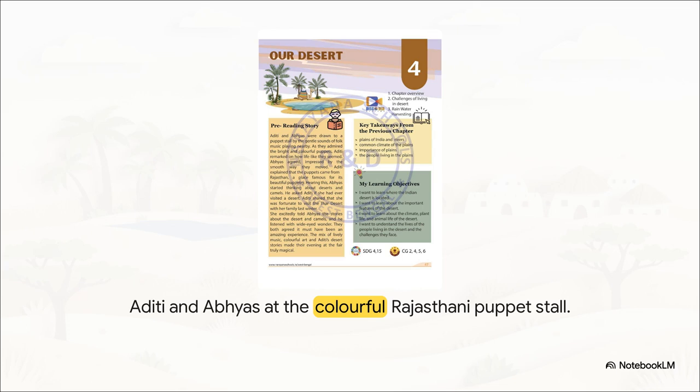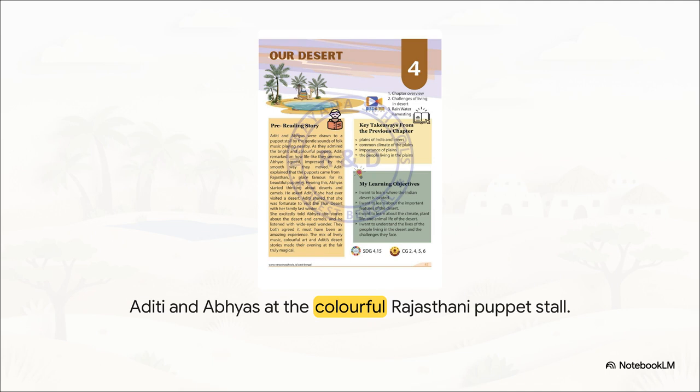Let's think about Aditi and her brother Abyas. One evening, they were at a fair, and they heard this gentle, incredibly beautiful folk music. They walked over and saw a super colorful puppet stall. Aditi told Abyas that these beautiful, bright puppets actually came from Rajasthan. Seeing them, Abyas started wondering, what is Rajasthan really like?